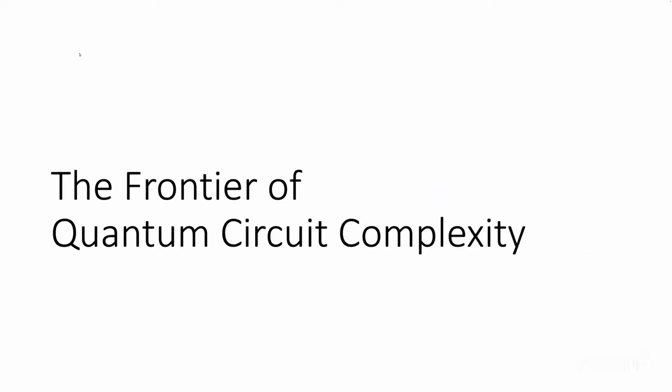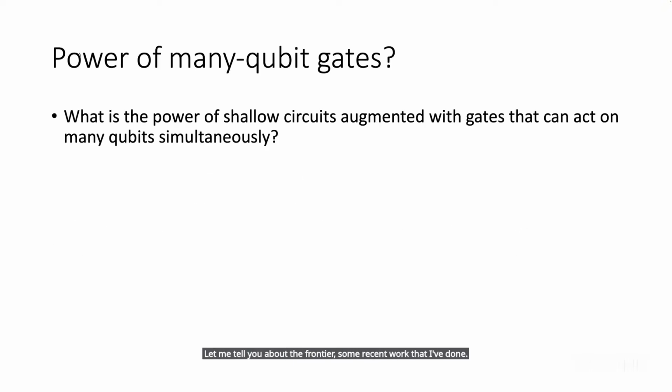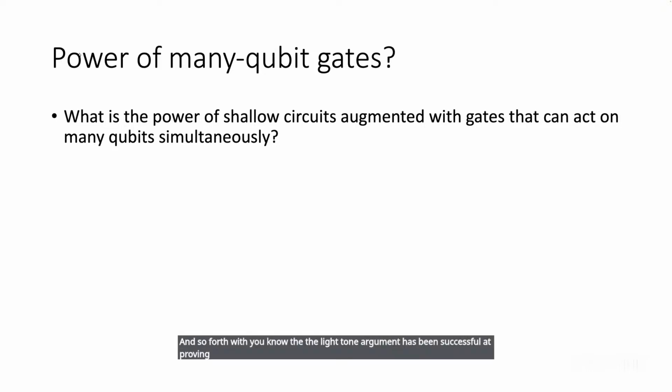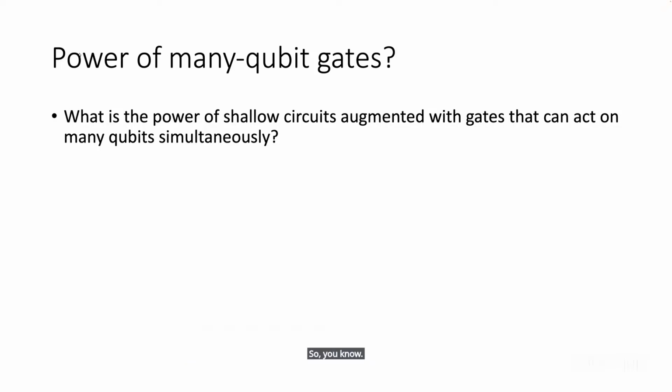Let me tell you about the frontier, some recent work that I've been involved with. The light cone argument has been successful at proving limitations of constant depth quantum circuits. But we want to move beyond that, right? Can we prove lower bounds on stronger models of quantum circuits?